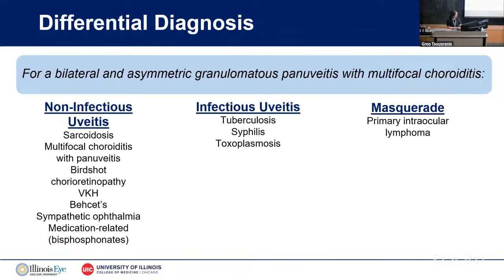All right, well, I'll jump into it. So we can broadly classify non-infectious uveitis. So we can consider sarcoidosis, good job, Catherine, multifocal choroiditis with panuveitis. It could be birdshot, VKH, Behçet's, sympathetic ophthalmia, or possibly medication related. She's maybe taking a bisphosphonate, although typically more of an anterior segment inflammation. Could be an infectious uveitis, such as TB, syphilis, or toxo. And then, of course, you've got to consider masquerade syndromes like primary intraocular lymphoma.